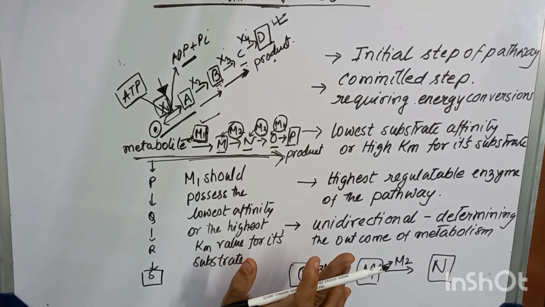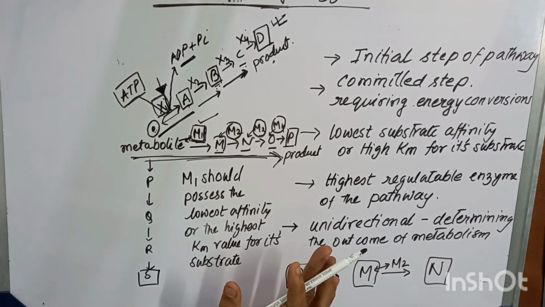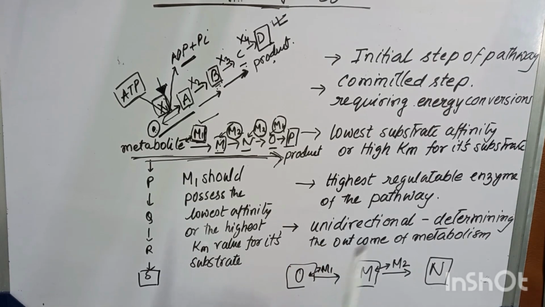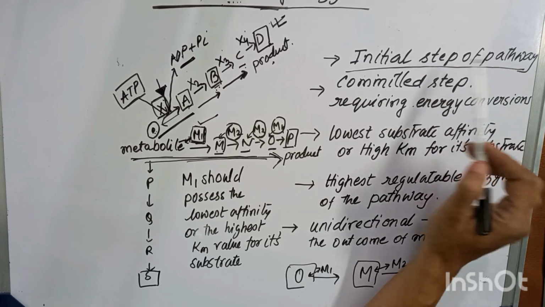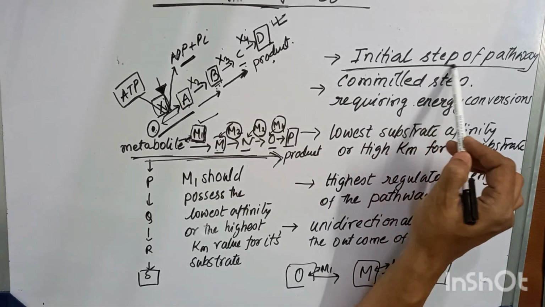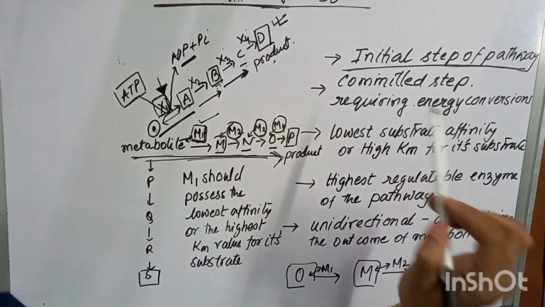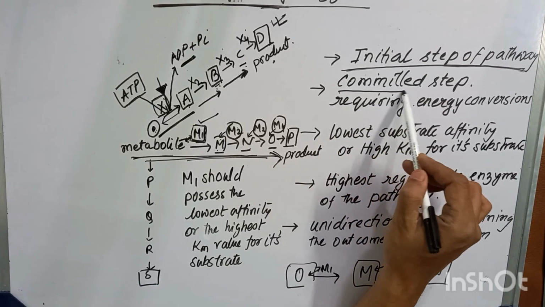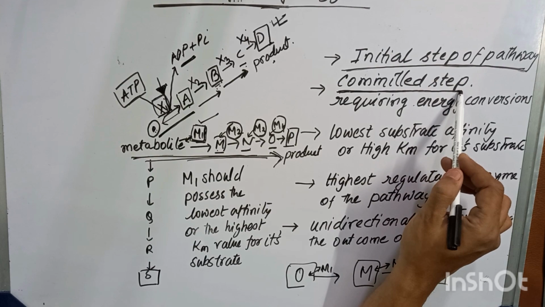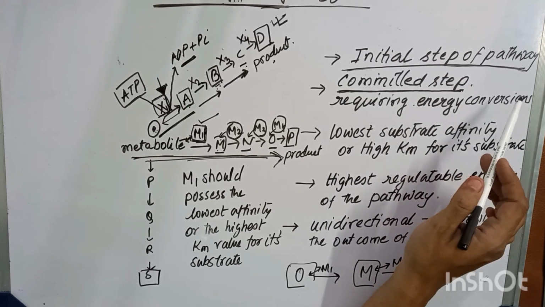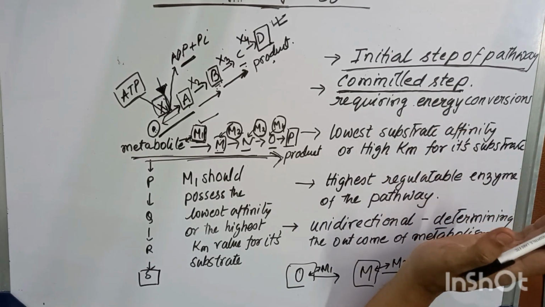So briefly, I'll just explain to you what the properties of rate limiting enzymes are. The properties are, it should govern the initial step of the pathway. The rate limiting enzyme should be there in the initial step of the pathway. It should be the committed step. It is the committed step because when this step has occurred, the pathway will get completed.